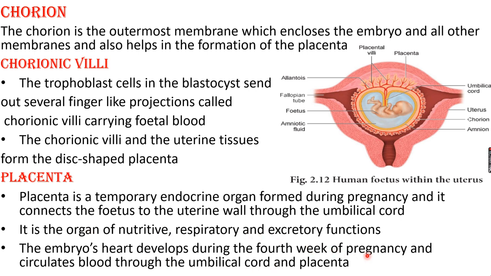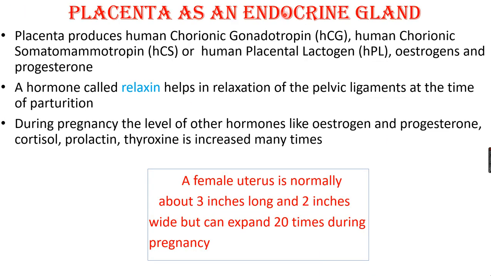The embryo's heart develops during the 4th week of pregnancy and circulates blood through the umbilical cord and placenta. The placenta acts as an endocrine gland, so it produces human chorionic gonadotropin, human chorionic somatomammotropin, human placental lactogen, estrogen, and progesterone. A hormone called relaxin helps in the relaxation of pelvic ligaments at the time of parturition. Other hormones, estrogen, progesterone, cortisol, prolactin, thyroxine also increase many times. The female uterus is normally about 3 inches long and 2 inches wide. It can expand 20 times during pregnancy.